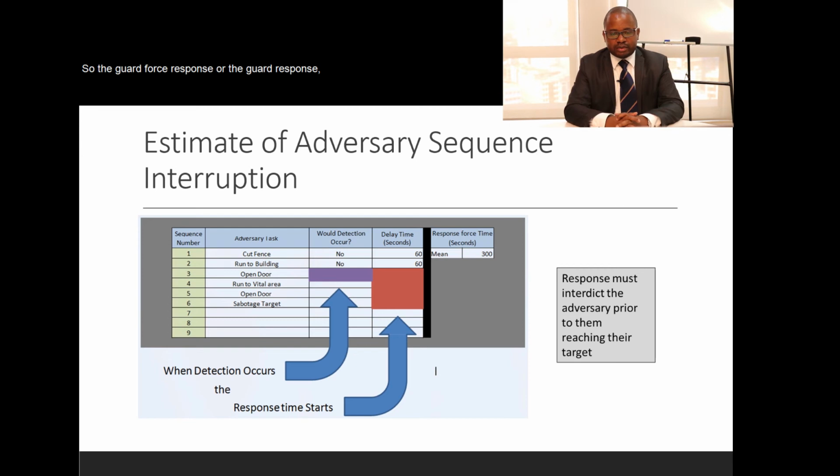So the guard force response, or the guard response, is an element in the physical protection system that is designed to counteract the intruder activity or intercept the intruder. Now, the time it takes for this interception should be less than the time it takes for the intruder to make away with a chemical or the critical asset.